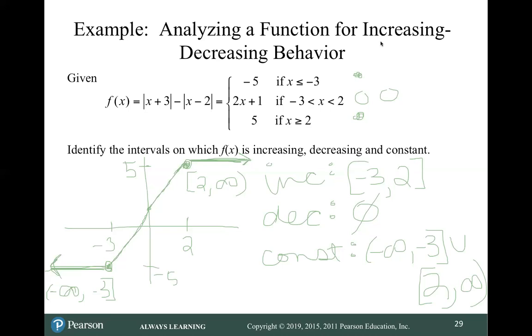So we have increasing, decreasing, and constant. Okay, now our last property here.